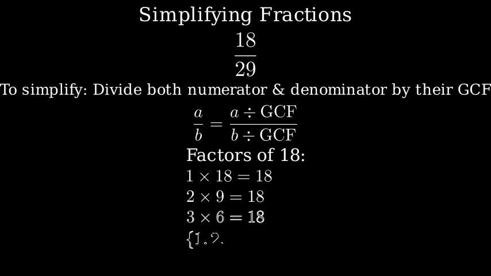Let's start by finding all the factors of 18. To do this systematically, let's find pairs of numbers that multiply to give 18. 1 times 18 is 18, 2 times 9 is 18, 3 times 6 is 18. So the factors of 18 are 1, 2, 3, 6, 9, and 18.